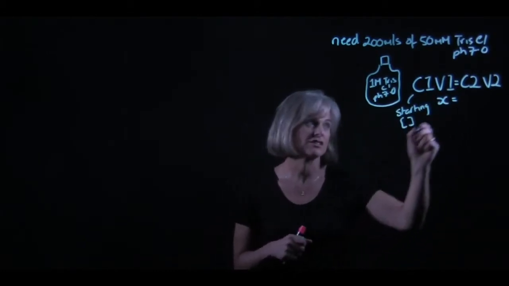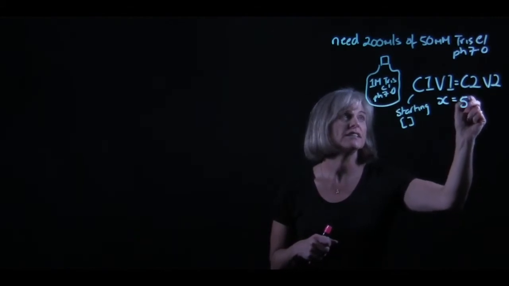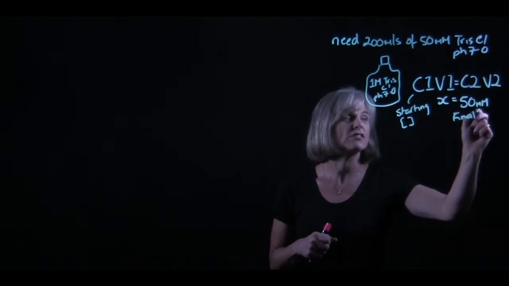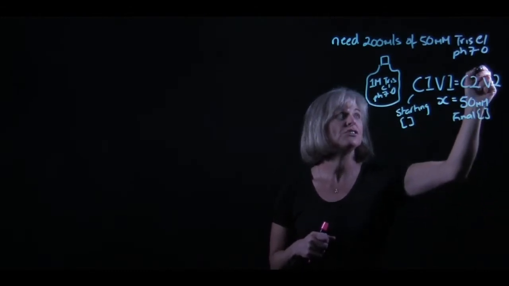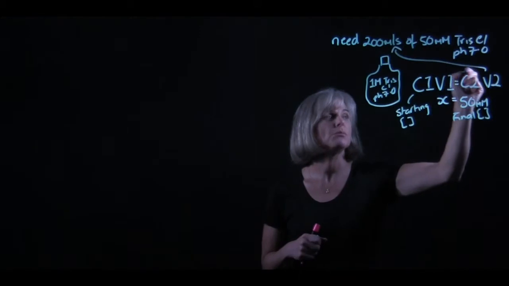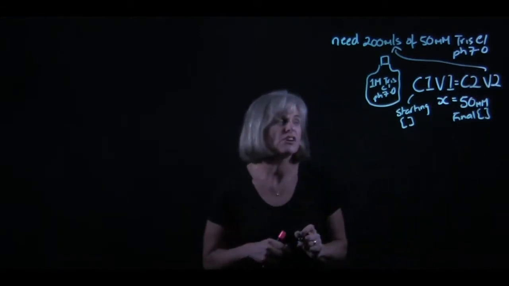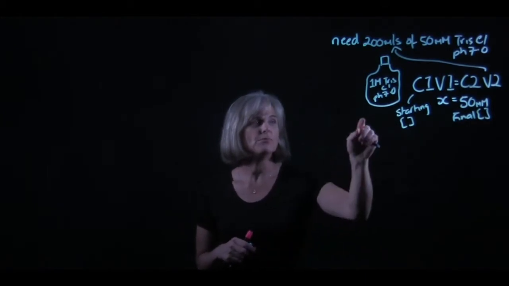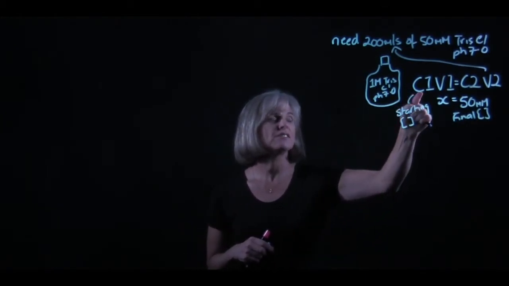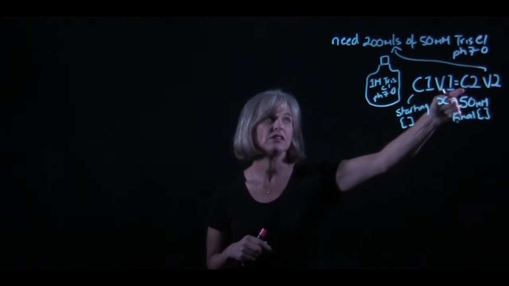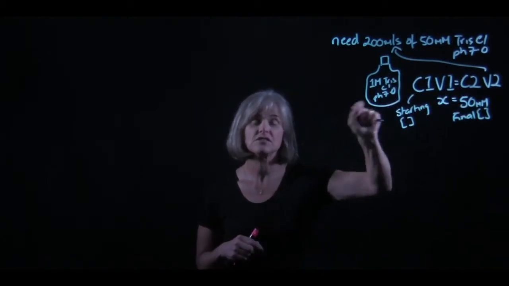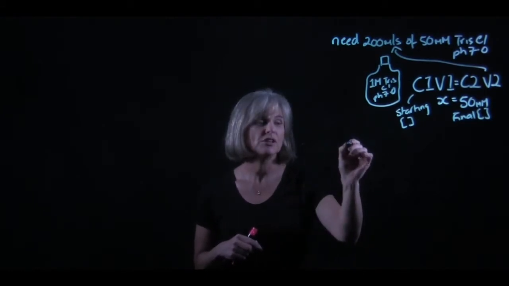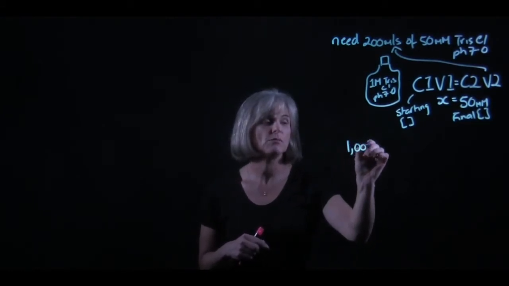C2 is our final concentration, which is, in this case, 50 millimolar. Okay, so that's the final concentration. And V2 is the final volume, so it's going to be 200 mils. So I'm going to go ahead and fill out the numbers here. You may note that the starting concentration and the final concentration are in different units. The starting concentration is in molar, the ending concentration in millimolar. I'm going to then convert them both to millimolar.